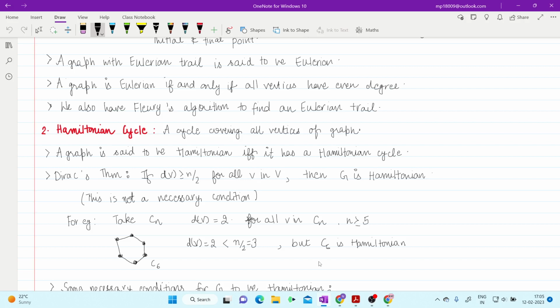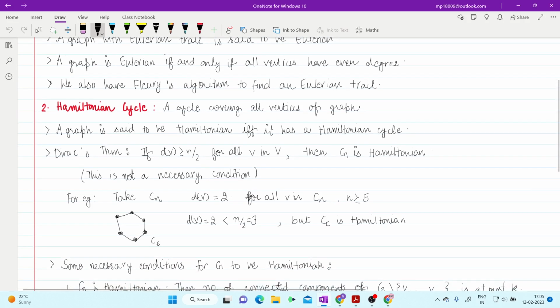And we can see that this is only a sufficient condition. This is not a necessary condition. That is, if a graph is Hamiltonian, it does not imply that all the vertices will have degree at least n by 2, because we can see this graph, which is a C6, that is a cycle on 6 vertices. In this, the degree of each vertex is 2, which is strictly less than n by 2, which is 3. But this graph is still Hamiltonian, so we see that this condition is not necessary.